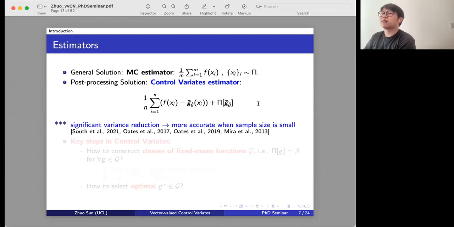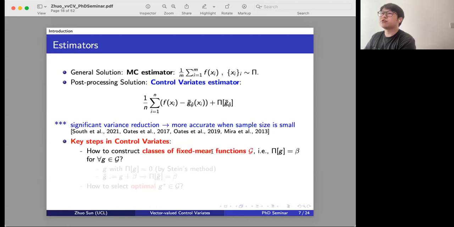These control variate estimators are known to lead to significant variance reduction. This means we can have more accurate estimators, even when the sample size is small. There are actually two key steps in control variates. The first step is how to construct the fixed-mean function class G, such that for every function in this class, its expectation is always beta. For instance, this beta can be zero. This can be easily done by using the Stein operator, which I will introduce later. Then the second key step is to select the optimal g star from this zero-mean function class.